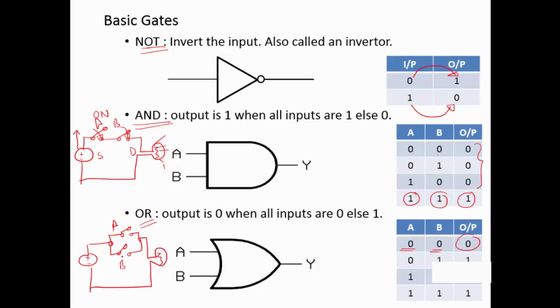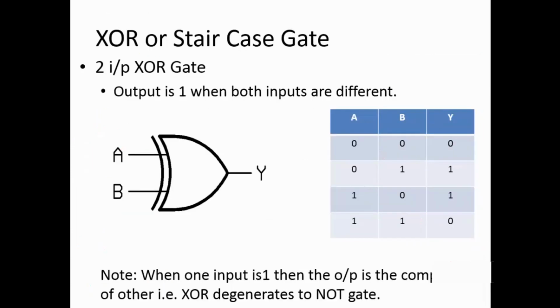Suppose this is A, this is B. Now, if current is passed to reach this destination, the current can either flow through this path or this path. That means if either A is 1 or B is 1 or maybe both are 1, then the current will flow. That means the output is 1. Otherwise, if both A and B are off, or both A and B are 0, only then the output is 0. So this is the OR gate.